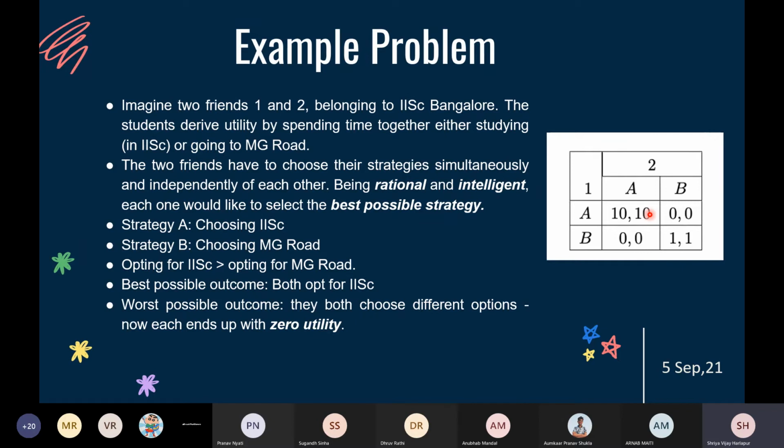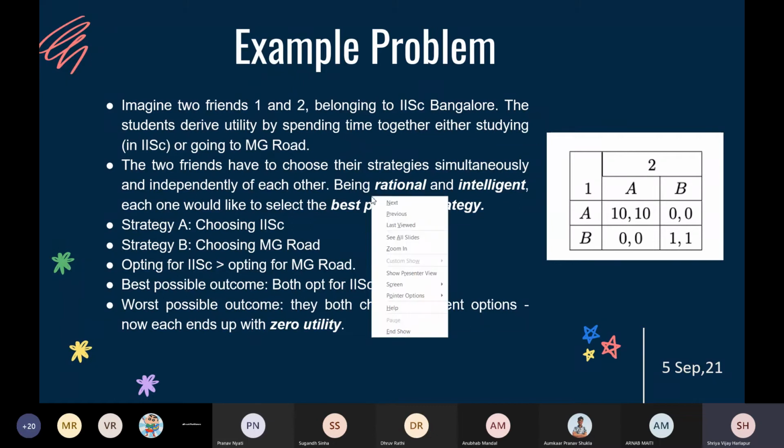If it isn't, feel free to unmute and ask. Could you please explain what S_i is here once again, the strategy part? Okay, so S_i will be S1 and S2, right? Because there are two players here.